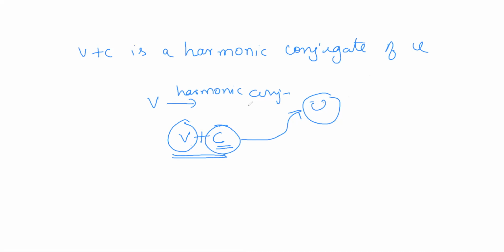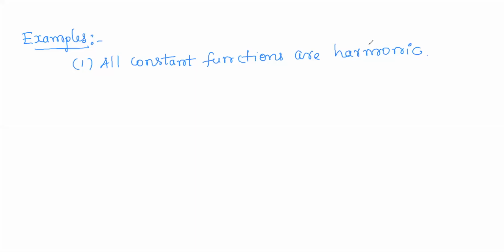So this is about harmonic conjugates. First of all, we defined harmonic functions. Next, we defined harmonic conjugate. So now we shall see some examples of harmonic functions. The first example is that all constant functions are harmonic.